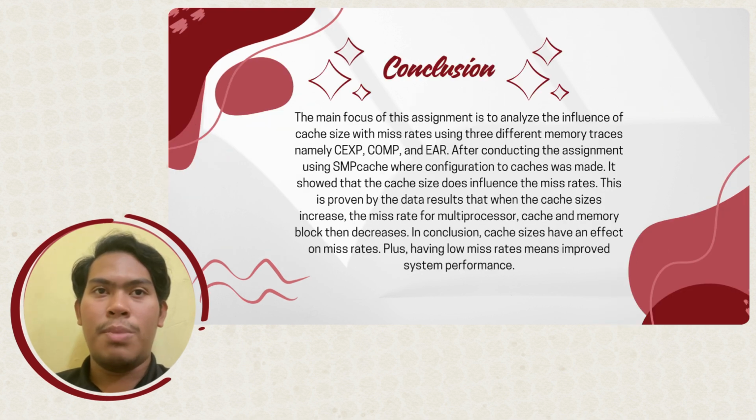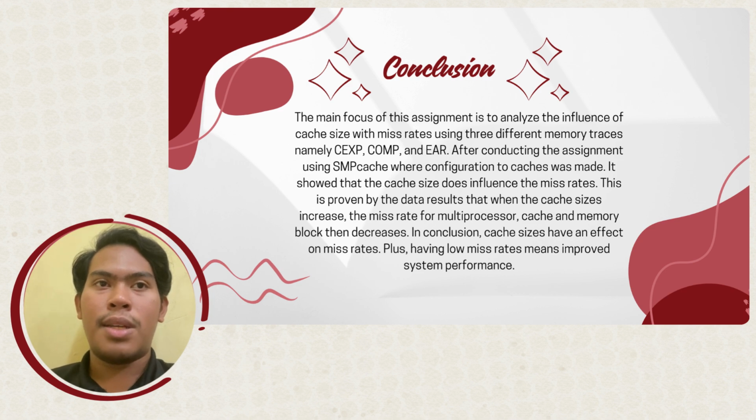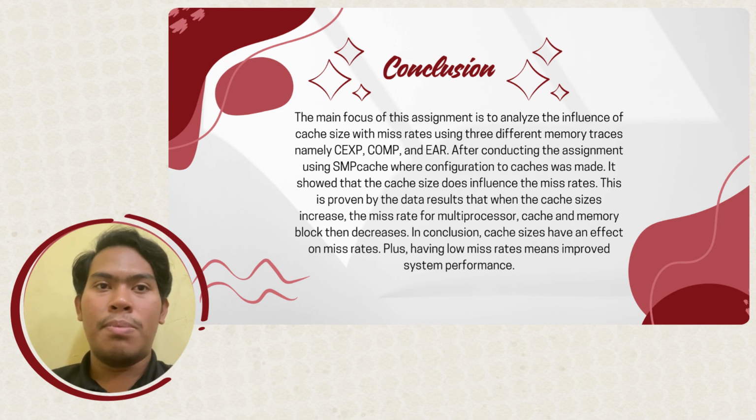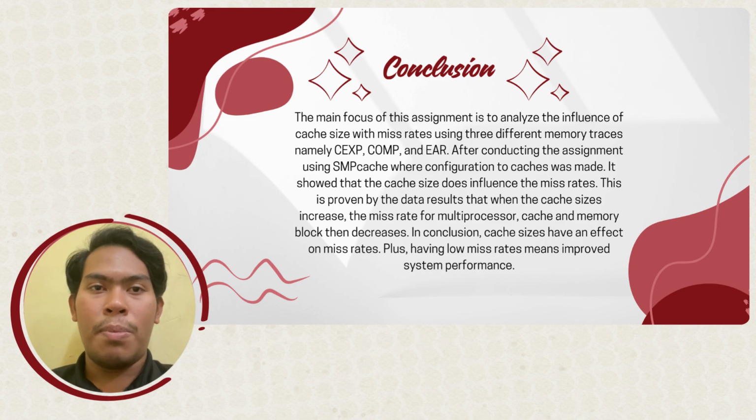As for the conclusion, the main focus of this assignment is to analyze the influence of cache sizes on miss rates using three different memory traces, which are CEXP, COMP, and EAR. After conducting the assignment using SMP cache, where configuration to caches was made, it showed that the cache size does influence the miss rates. This is proven by the data results that when the cache size increases, the miss rate for multiprocessor, cache, and memory block then decreases. In conclusion, cache size has an effect on miss rates, plus having low miss rates means improved system performance.